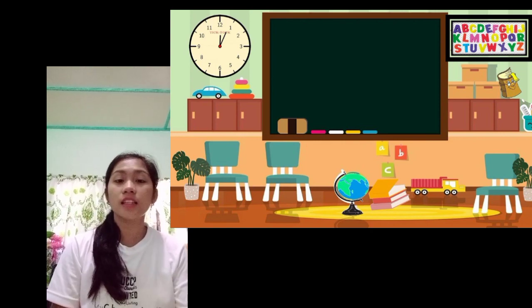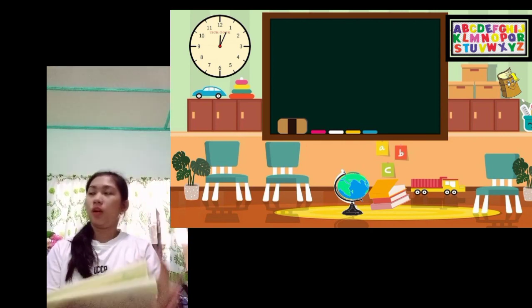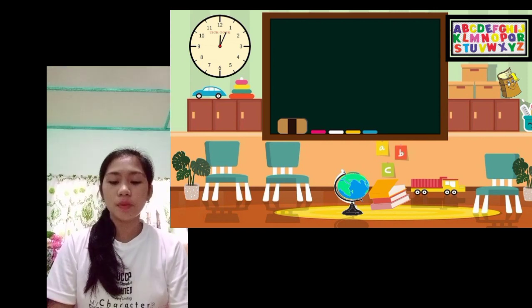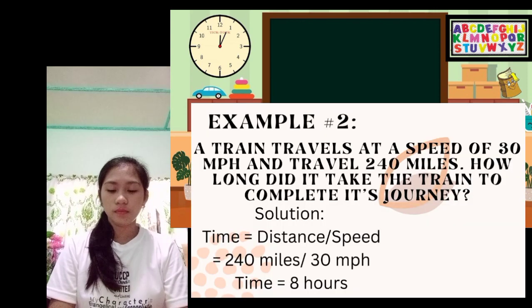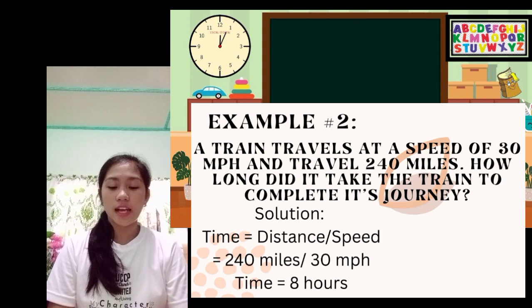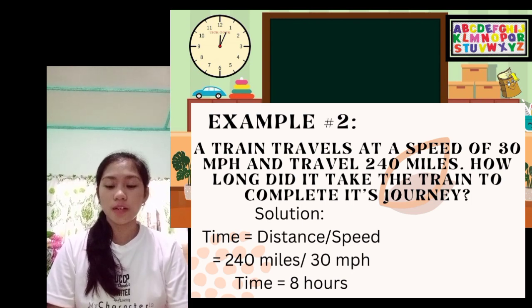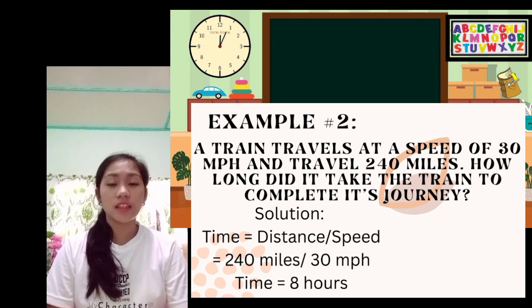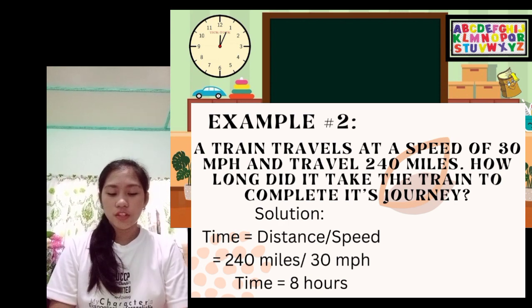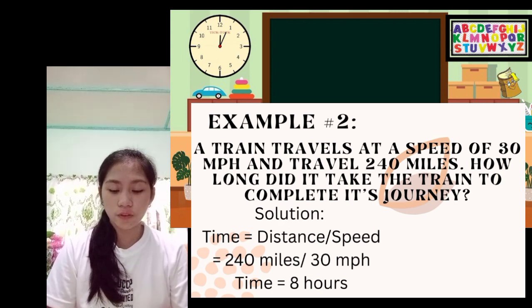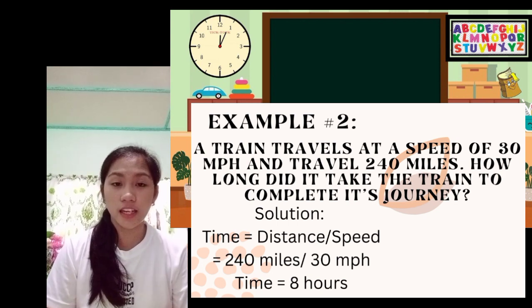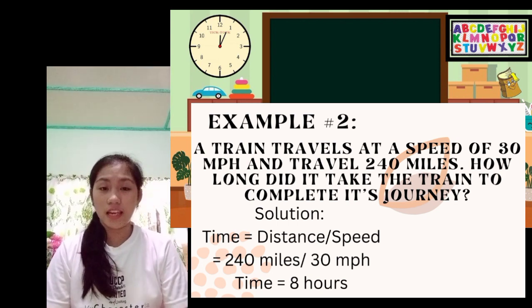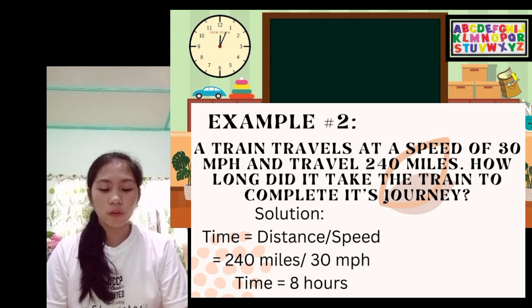So now let's have some more examples. Example number 2. A train travels at a speed of 30 meters per hour and travels 240 miles. So how long did it take the train to complete its journey? We are looking here for a time, because it says how long did it take. So we are looking for time.